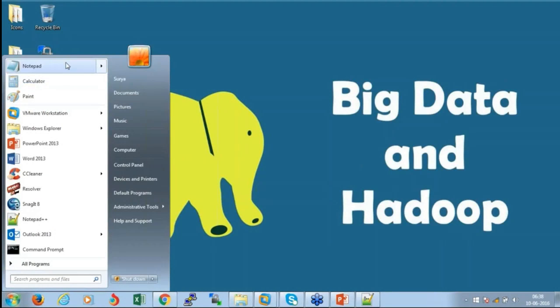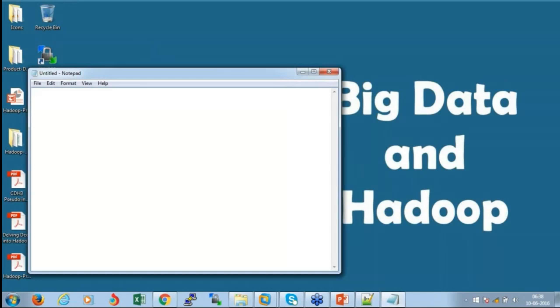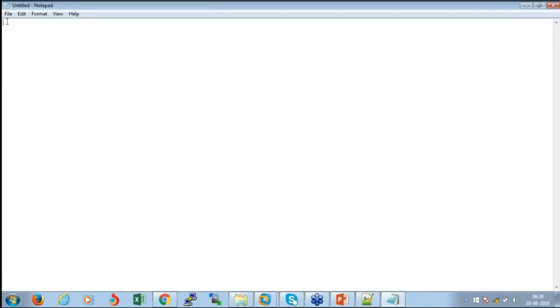So today, I would like to convey a few more aspects related to Hadoop, where it would be used and where it fits. So let me start this. Let me take a notepad.